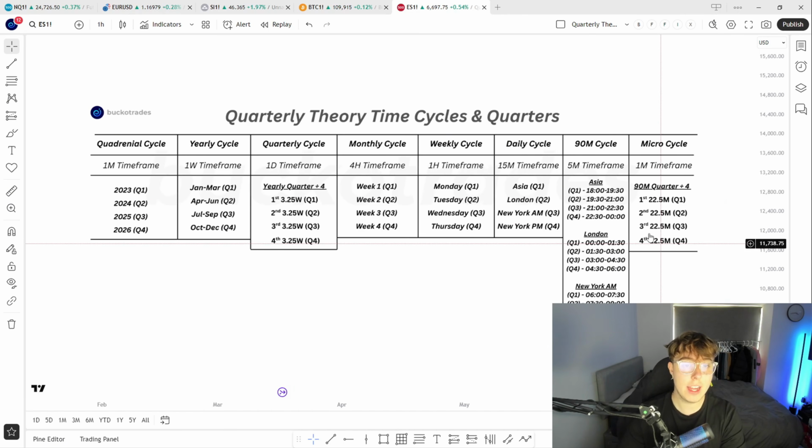And yeah, hopefully that does make sense for the daily cycle. Again, 6 hours each quarter, viewed on the 15-minute time frame, okay? So now, 90-minute cycles. This is where we're going to go a little bit deeper.